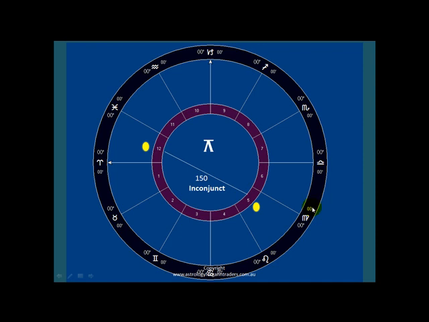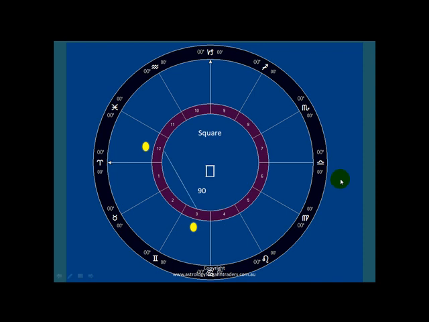Then we have the 150 or the inconjunct, and now we've got 5 houses. So 1, 2, 3, 4, 5. So those 2 planets are 5 houses or 5 signs apart. Okay. Now the next aspect is a trine. Trine 120, and it's actually 4 houses or 4 signs apart. So we get 1, 2, 3, 4. 4 times 30 is 120.